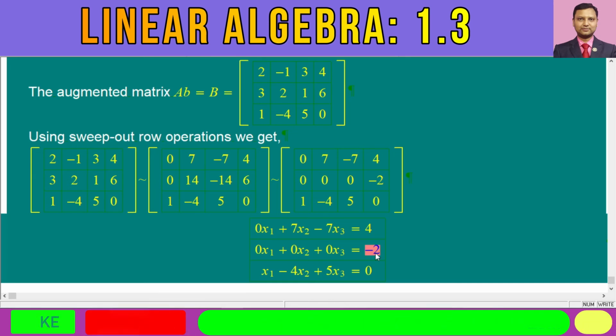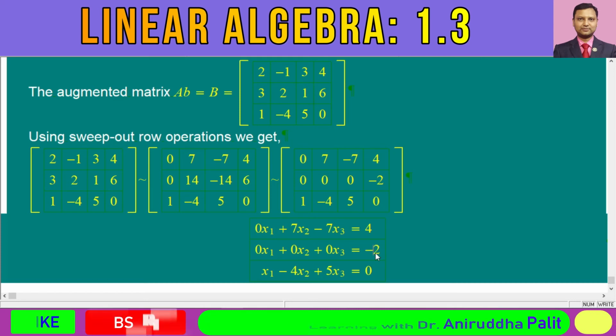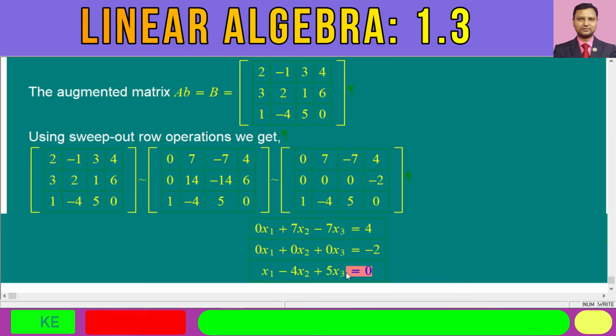However, in an exam this kind of question may come. It is not a wrong question, actually it has a different kind of answer. Anyway, let's first complete this third row. So 1 into x1 minus 4 into x2 plus 5 into x3 is equal to 0. Okay, fine.